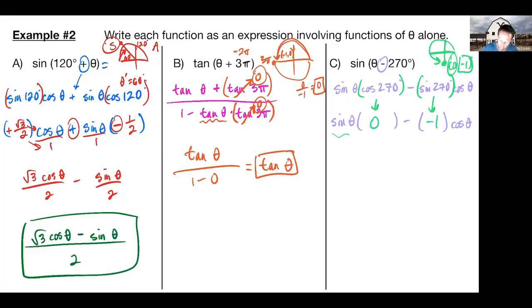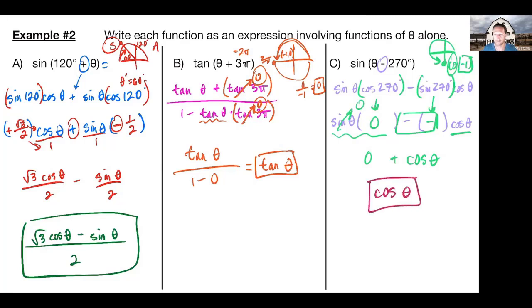And we love it when we're multiplying by 0, because then that means the whole thing goes to 0. And then again, be very careful with the double negatives there. That would give us a positive, and we know 1 times anything is itself. So our final answer for this problem would be cosine theta.